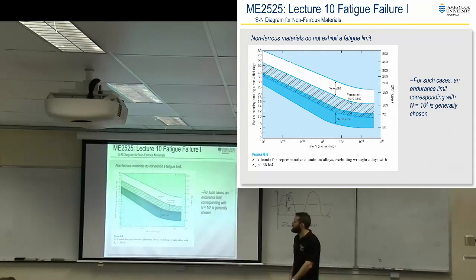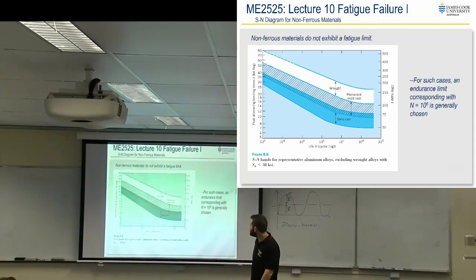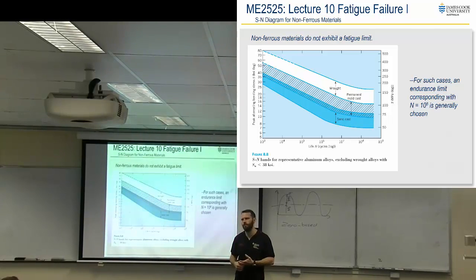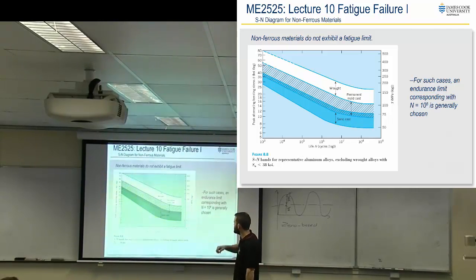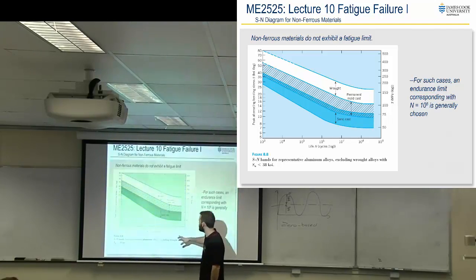Now, there are a few different types of materials. Non-ferrous materials are a little bit different. Ferrous materials, so that's our steels, they're great. At 10 to the 6, we're sweet. You only need to do a test up to 10 to the 6, and it's good forever if you test for that. Different types of materials have different behavior.